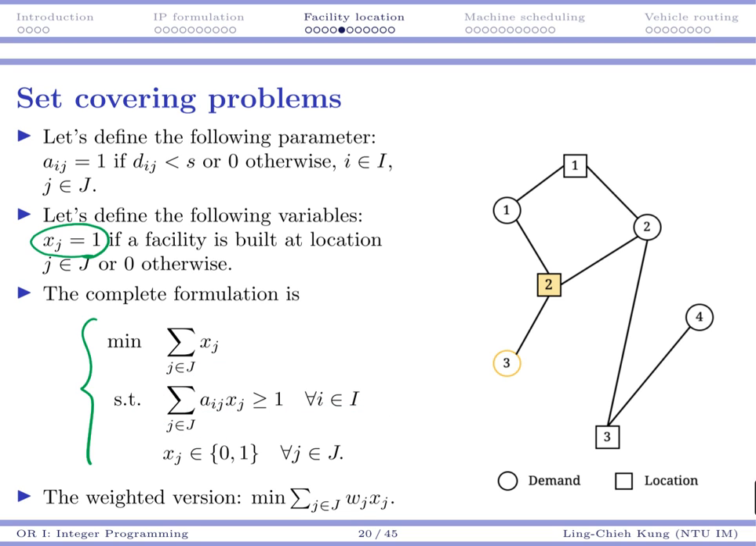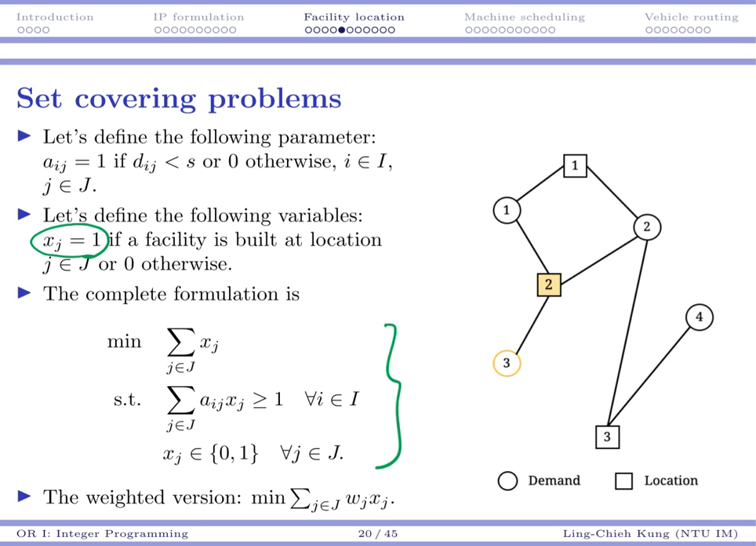For each customer, among all those facilities that may cover this customer, at least one of them must be built. And finally, these are binary decisions. Because they are binary decisions, this is naturally an integer program. And this helps us to determine the minimum number of facilities to cover everybody.